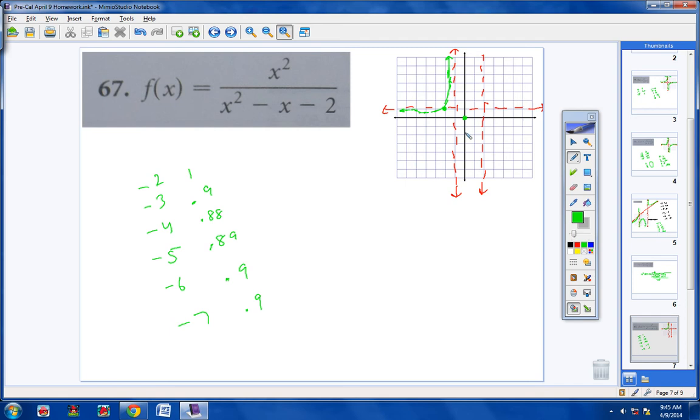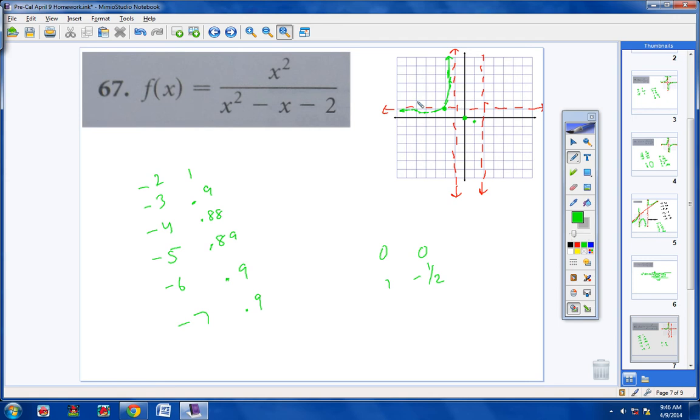Now let's plot some values in between your two asymptotes. We already know 0 is 0. Let's put in 1 and see what we get out. And if we put a 1 in, we will get out a -0.5, so -1/2. So 0 is 0, 1 is -1/2. So I'm going to suggest that we get really close to this asymptote.